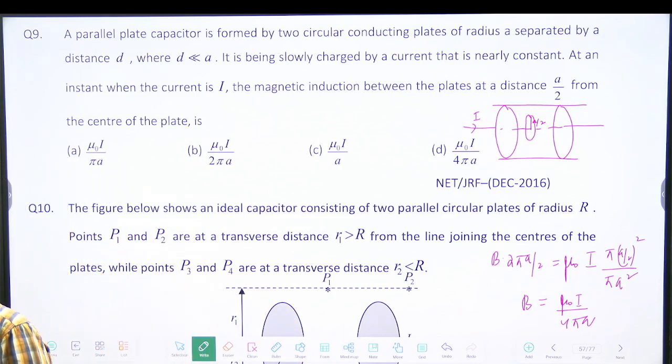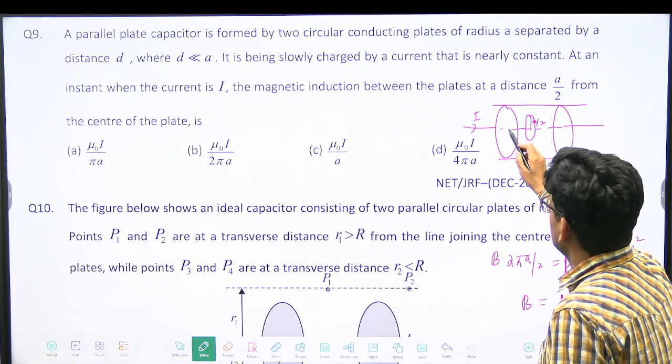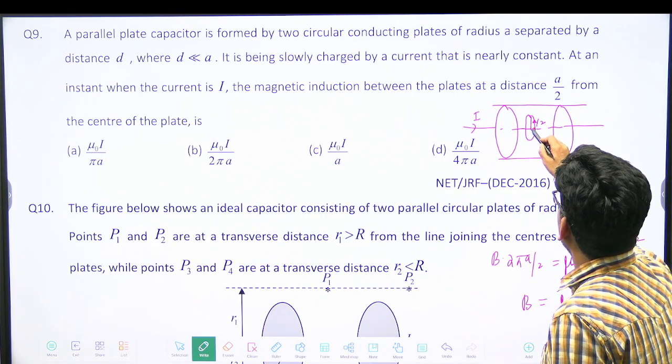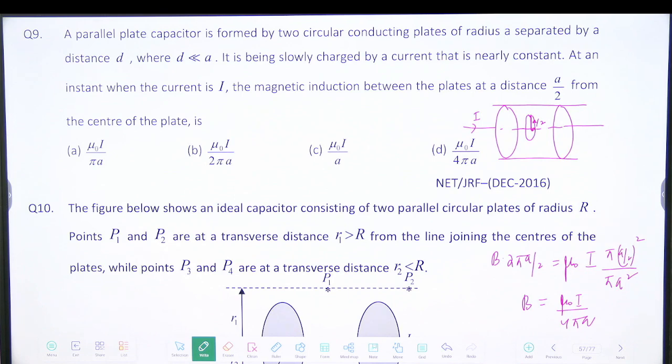Again, one doubt: this a by 2, are we taking it from the center of a particular plate, or the center of both the plates? No, no, I am taking it from the axis. Okay, so the center is the axis. So I could control because in the question it is from the center of the plate. Okay, so suppose I take the center here, then I have to take this as a by 2. Okay? Good. Thank you.